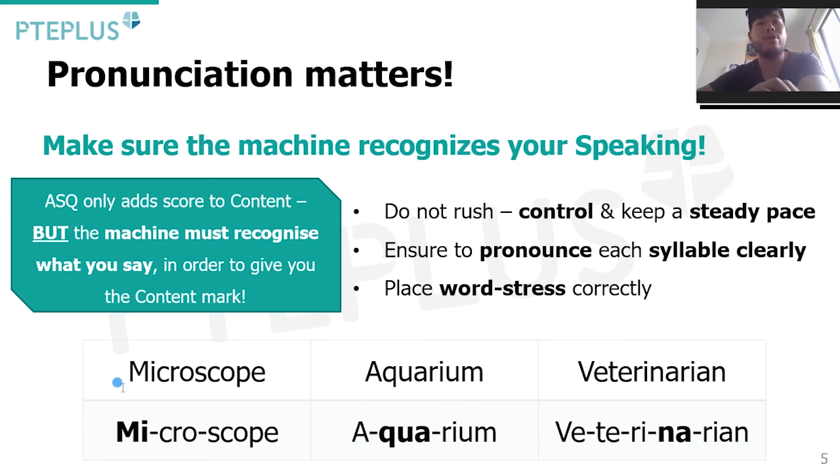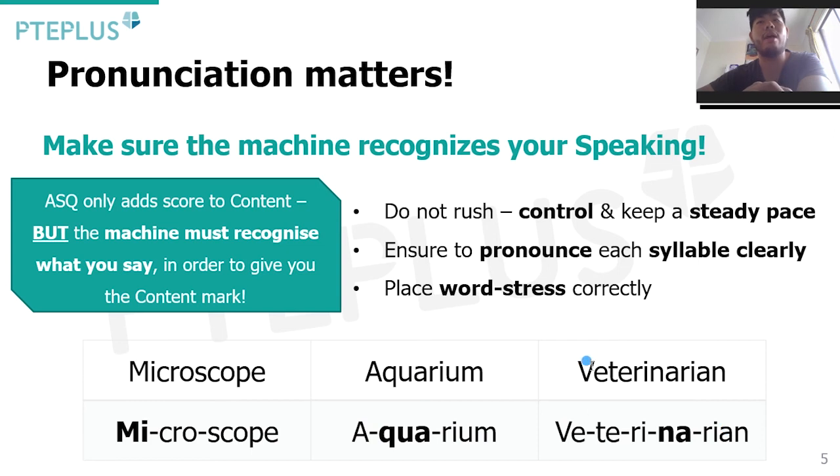For example, don't say it like that, microscope. Make it clear for the machine. Microscope. Don't say something like aquarium, in which case you've got multiple stress. The machine might think it's 3 words. But we need to have the weak sounds in there as well. We need to have aquarium. So make sure the final syllables are very short. Aquarium.